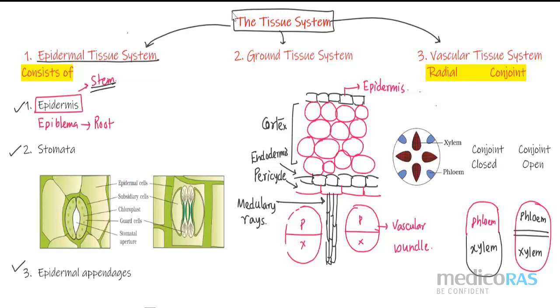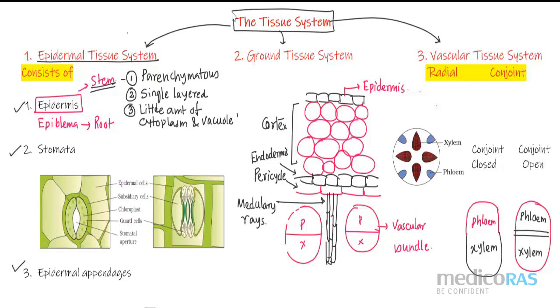In case of epidermis of stem and root, both are made up of parenchymatous cells. They are single layered. They have a little amount of cytoplasm and the vacuole is large. The difference between the epidermis and epiblema is that in case of epidermis, the cuticle is present, whereas in case of epiblema, there is no cuticle.